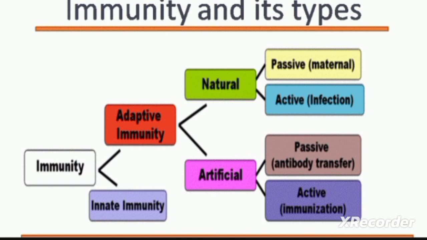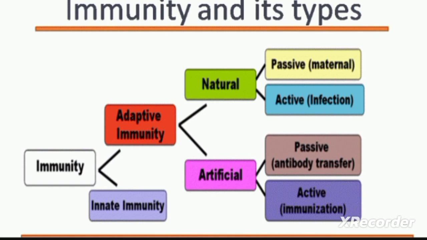Next one, artificial immunity. In artificial immunity, there is again passive and active immunity. In active immunity, vaccines, immunizations, dead or live attenuated vaccines, all come under active immunization. Passive immunity means antibody transfer, that is, injection of immune serum, gamma globulin, immunoglobulin, all come under passive immunity.